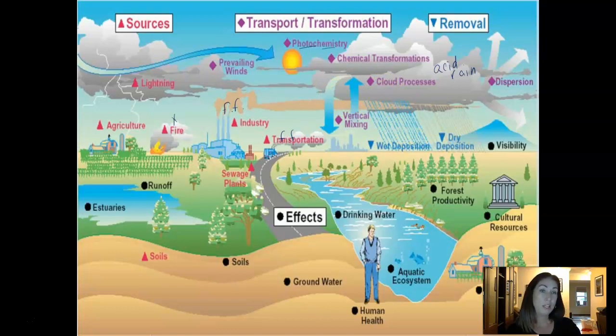And then the black are the effects. It impacts our visibility with our haze. Sometimes acid rain can damage our cultural resources. It can damage forest productivity by preventing photosynthesis. It can get into our waterways and affect our drinking water, and sometimes it can lower the pH with acid rain. It can also get into our groundwater and our soils, and that can tie into human health. So air pollution is actually key everywhere around us, and it has lots of different components to it in our ecosystem.